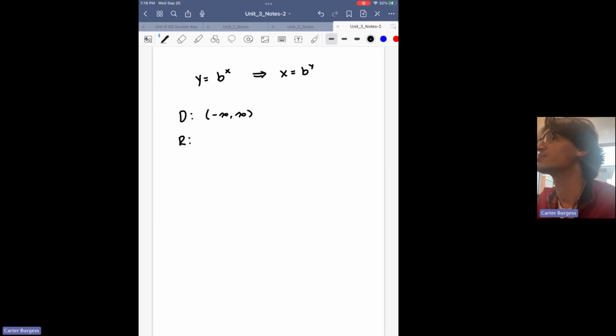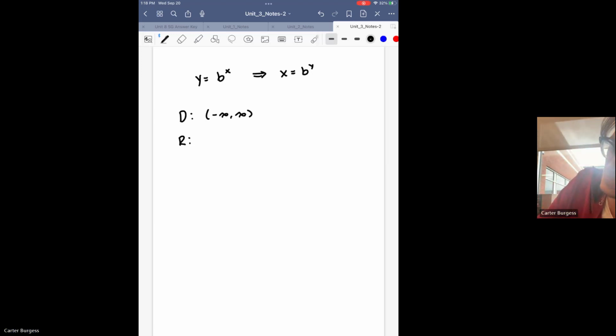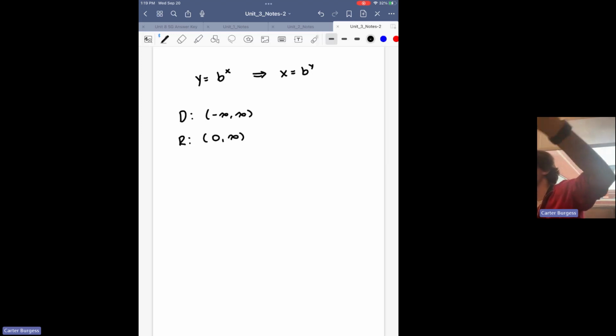And then if a is positive 1, what is our range going to be? 0 to infinity. Very, very good. So all those positive values. B raised to a power when b is positive is only ever going to be positive.